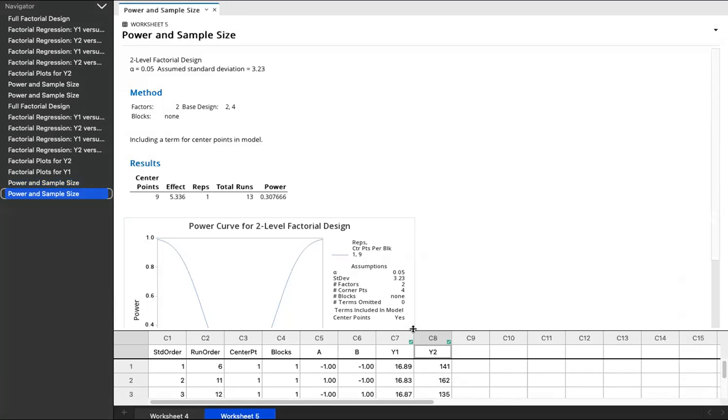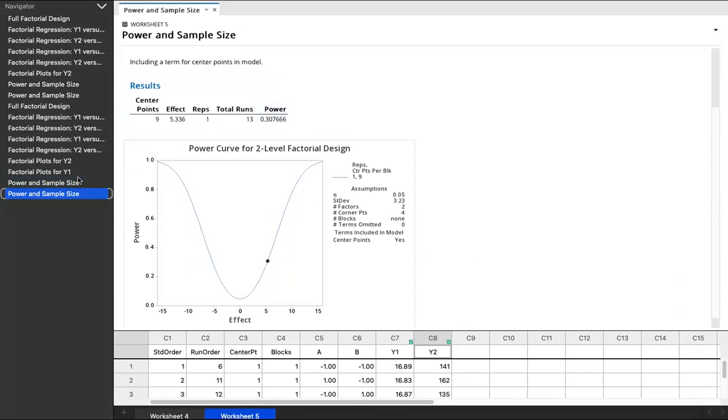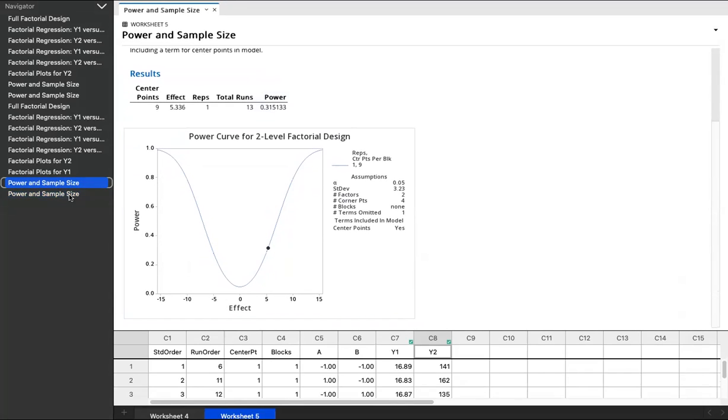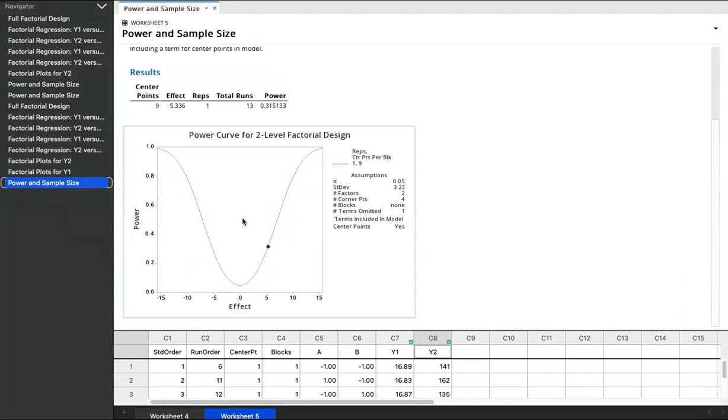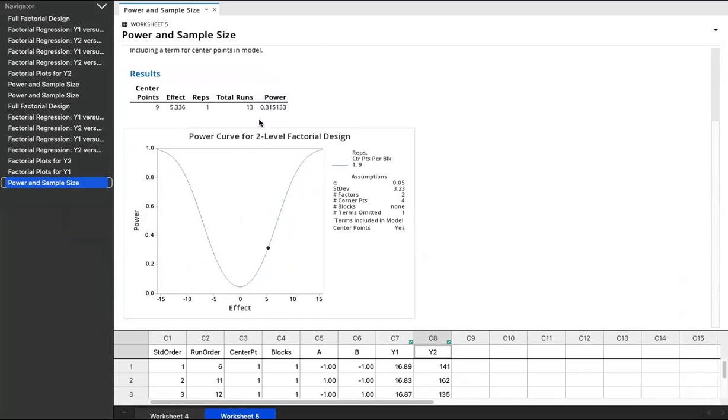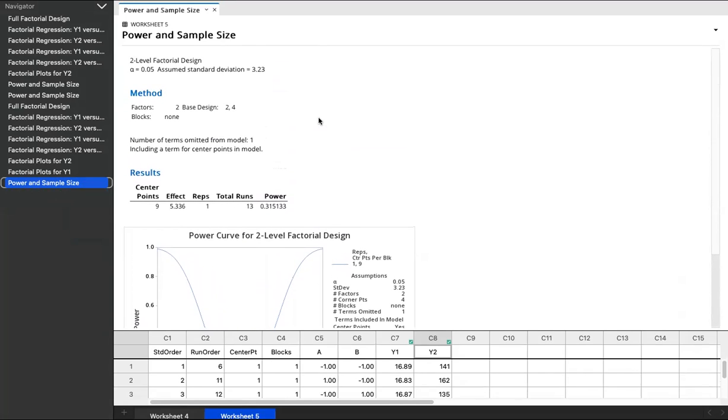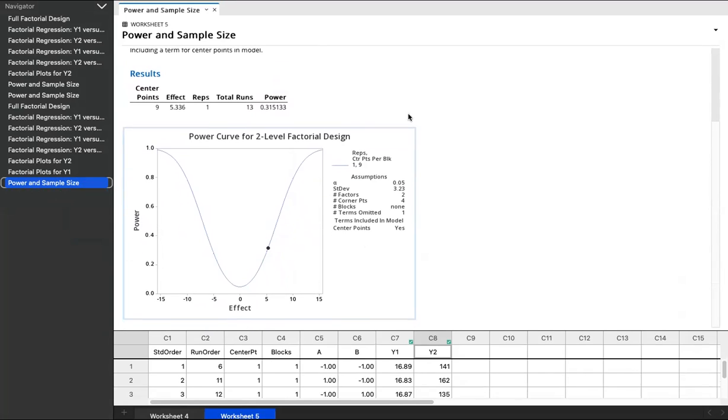Well, this is what I obtained from power analysis. You can see it is not a very high power, but this is how I obtained this result.